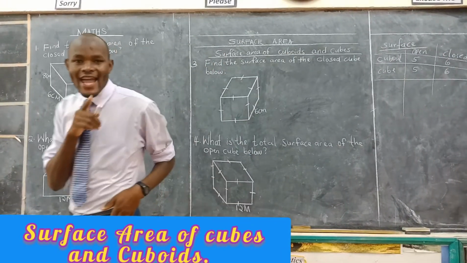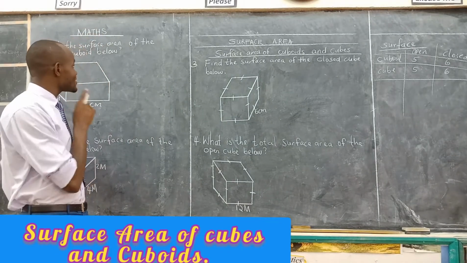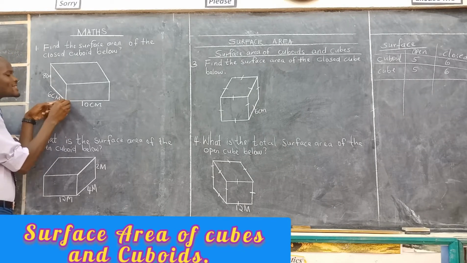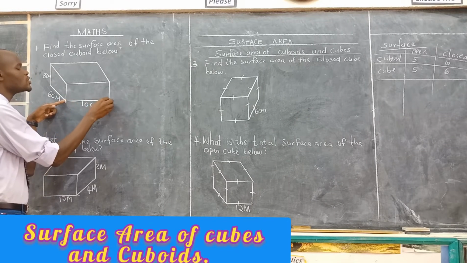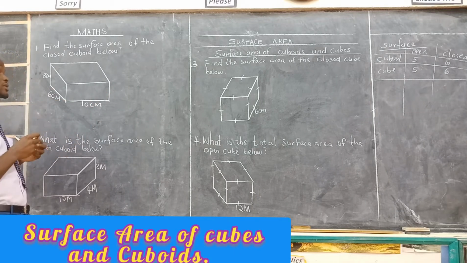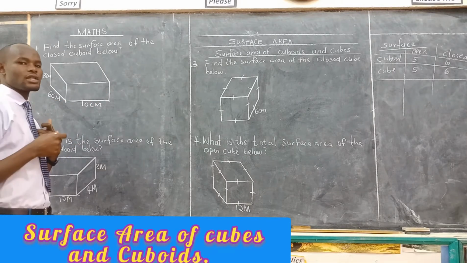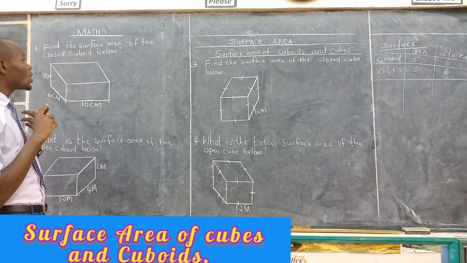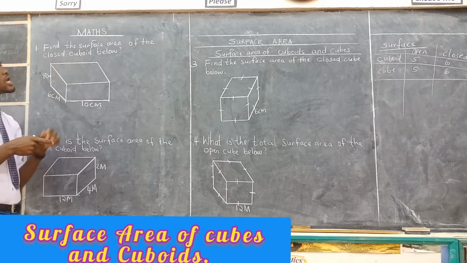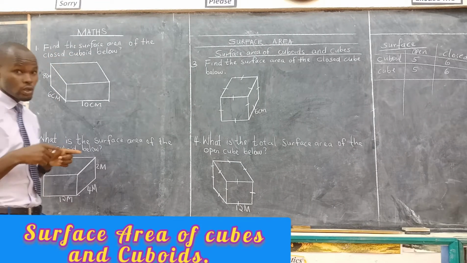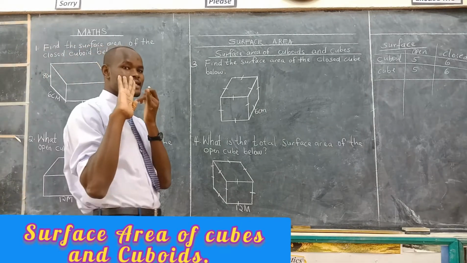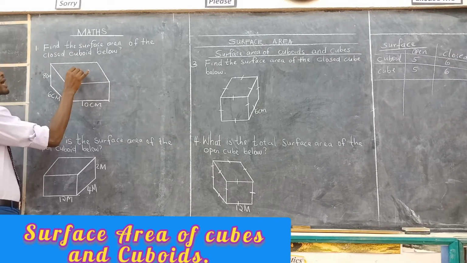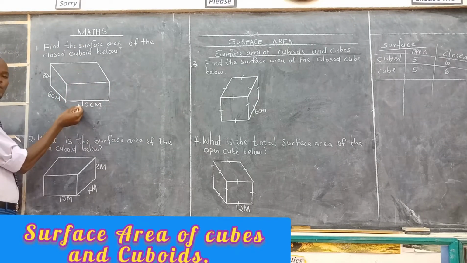The first one, find the surface area of this cuboid. This is the length of this cuboid. But remember, you have to read the question, then you identify the keyword. The keyword in the surface area of cubes or cuboids is whether it is open or closed. Find the surface area of the closed cuboid below. Closed cuboid meaning we have 6 faces. So we have this one and the bottom one, those are 2.